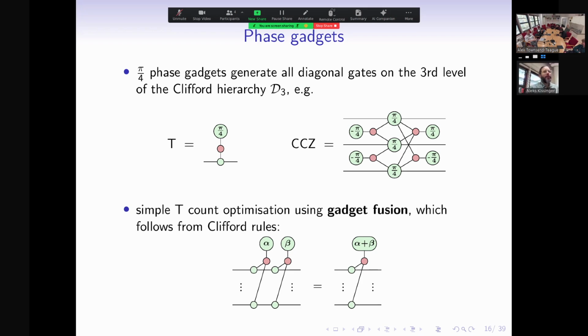And there's a simple way that I can use ZX calculus to do, say, T-count optimization for circuits. One way to do this is I use my Clifford ZX calculus to simplify as much as possible. And sometimes what will happen is I will get these phase gadgets appearing. And when they appear on the exact same subset of my qubits, I can just fuse them.